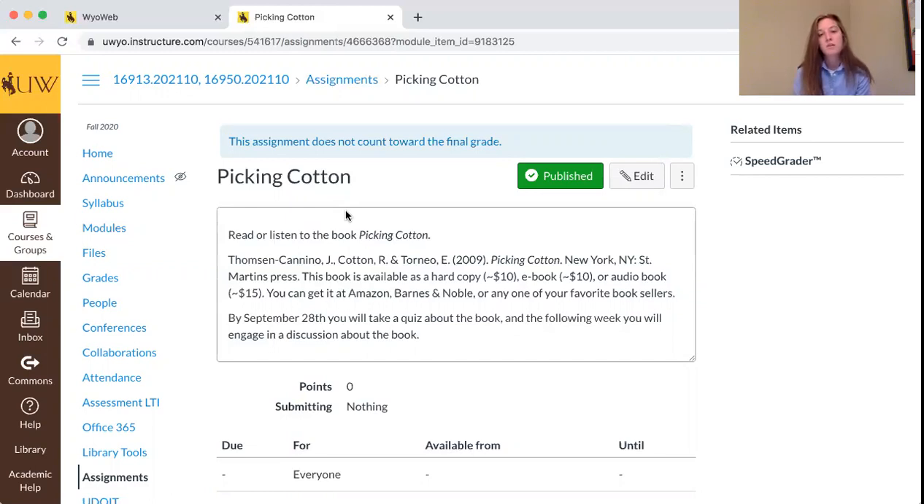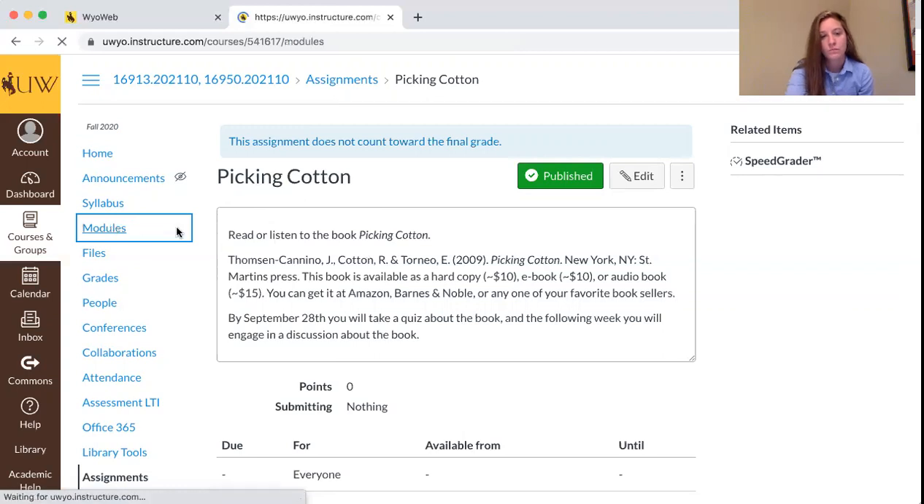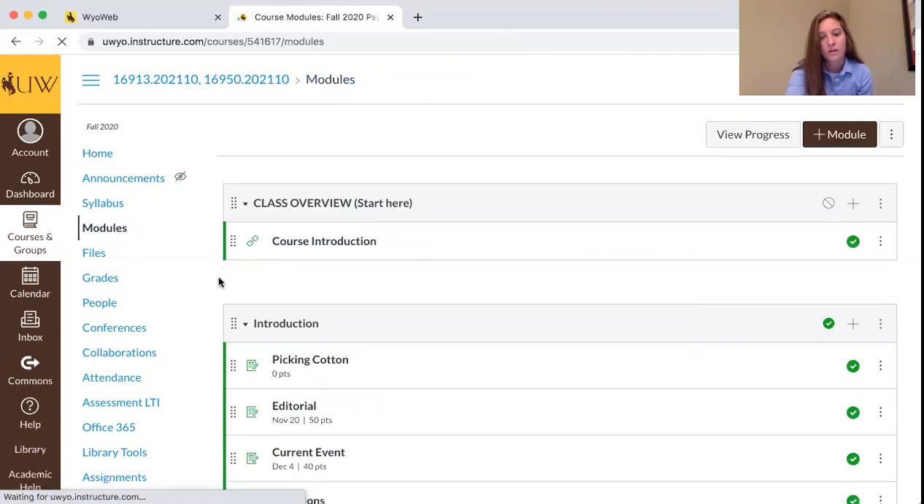However, as I mentioned in an email, you will be required to read a book, and that book is called Picking Cotton. This book is going to supplement our work on eyewitness testimony and memory. You need to read this book by September 28th, which is when you will be taking a quiz. And then the following week, you're going to be engaging in a discussion regarding this book. Let's go back to the modules tab here.